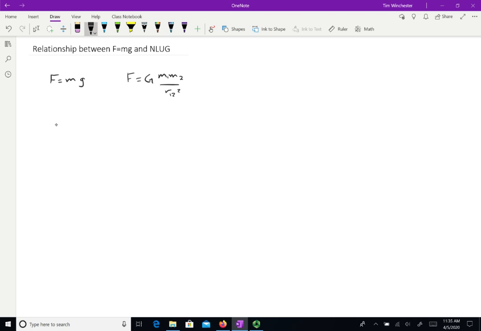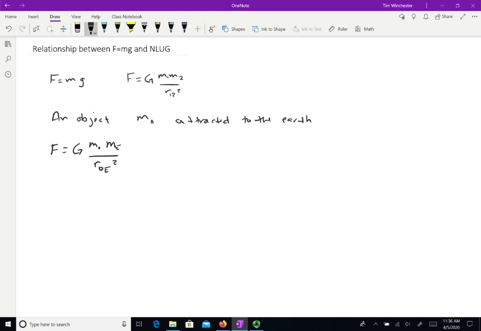Okay, so let's say that we have an object with mass MO, for object, that is being attracted to the Earth. Okay, well, the force that we expect in that case is G times the mass of the object times the mass of the Earth over the distance between the object and the Earth squared.